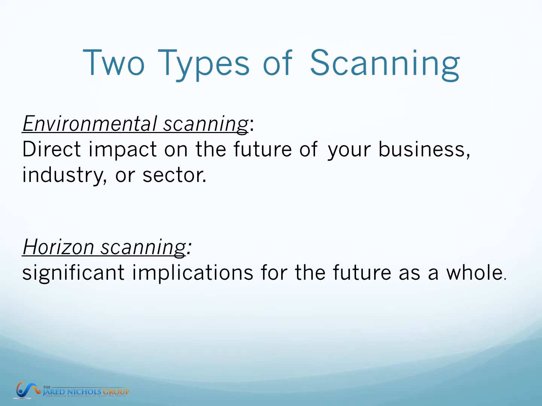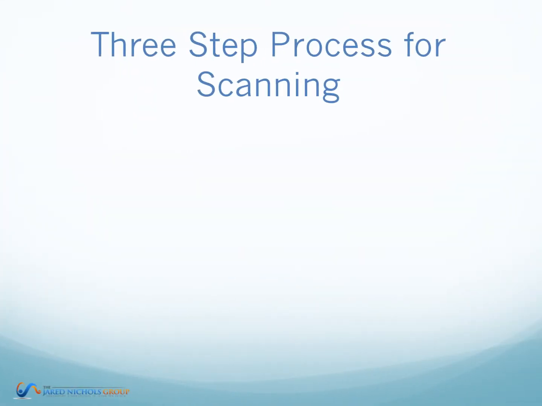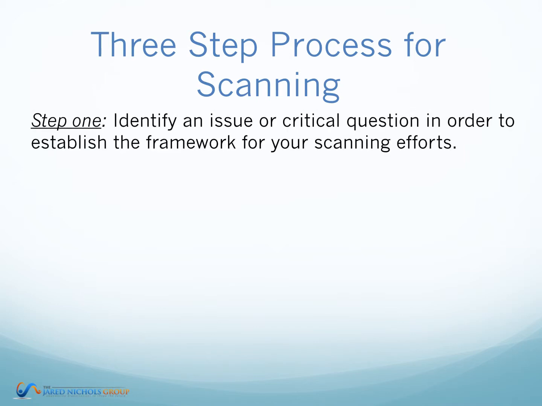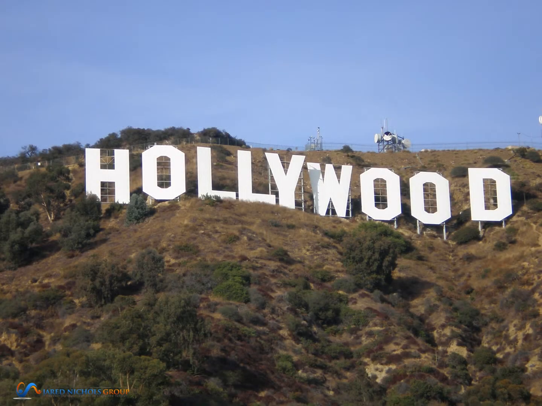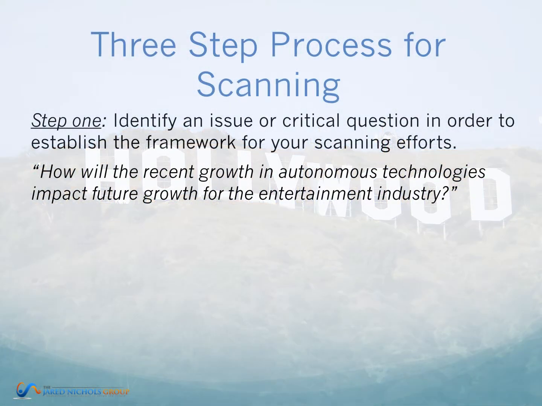So where do we begin? Well, we start by looking at the process of scanning in 3 steps. Step 1, we want to identify an issue or a critical question in order to establish the framework for your scanning efforts. So, for example, let's imagine we're in the entertainment industry, and the issue we would like to explore further is the growing market for autonomous technology, or artificial intelligence, robotics, drones, etc. First, we would formulate a question, the key critical question, such as, how will the recent growth in autonomous technologies impact future growth for the entertainment industry?